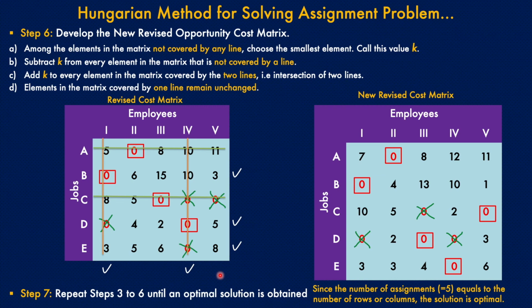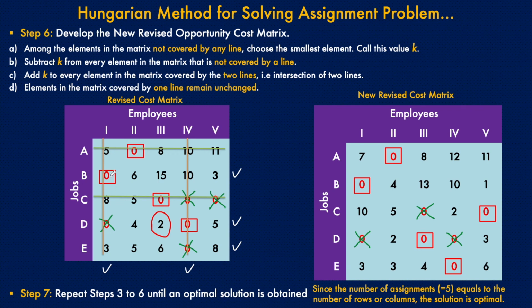From that, you choose the smallest element. In this particular case, we can see the 2 is the minimum smallest element here. This 2, you choose this element 2. This is one category of numbers which is not covered or touched by any line. Some other elements like this 5, 10, 0 and 8. They are the elements which are touched by 2 lines, or in the intersection of 2 lines.